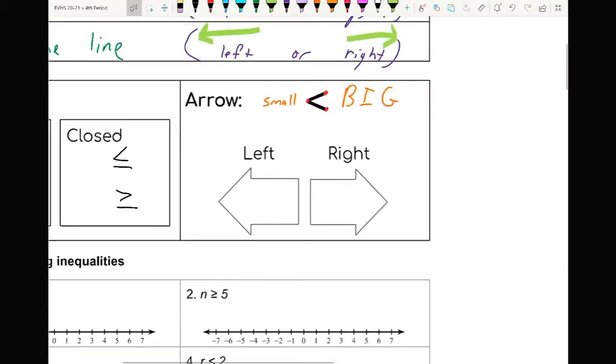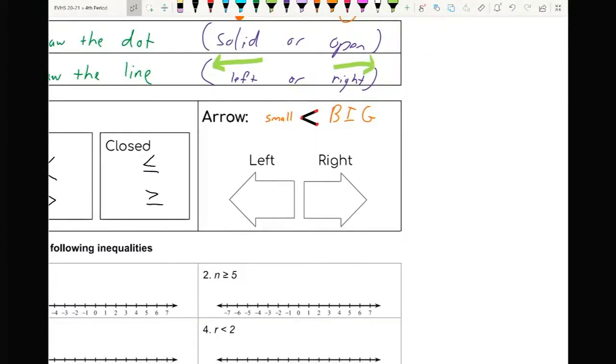Okay, so as far as arrows going left and right, less than and equal to, arrows go left, and then greater than and equal to, the arrow goes to the right. Now, the big caveat here is that only works if the variable is on the left. If the variable is on the right, that does not apply. It actually goes the opposite way.